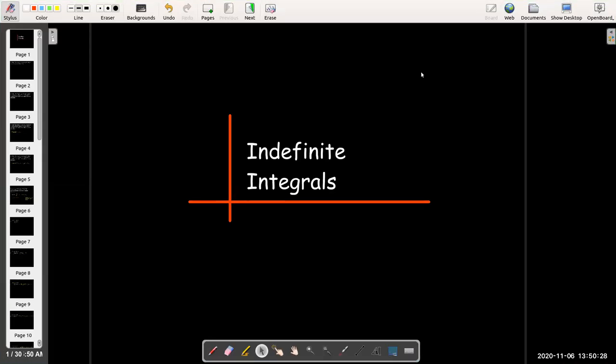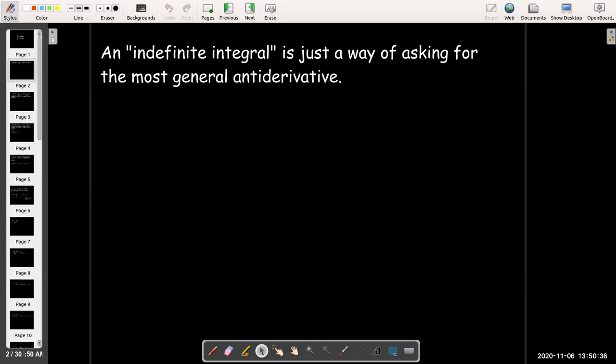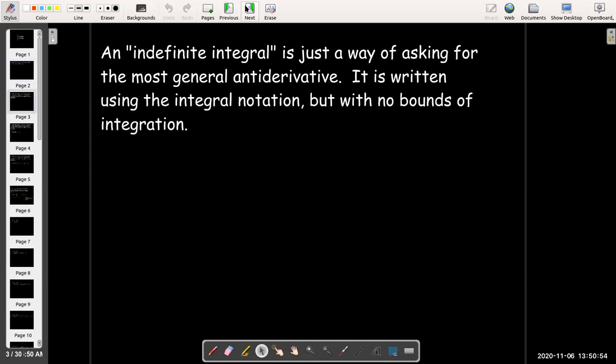In this short video, we're going to talk about indefinite integrals. Well, an indefinite integral is really just another phrase for asking about the most general antiderivative. When we learned about antiderivatives, we really didn't have any notation to indicate an antiderivative. And so now we're going to use the integral sign. So we just write the integral sign, but with no bounds. That indicates that we're just asking for the antiderivative without any evaluation.